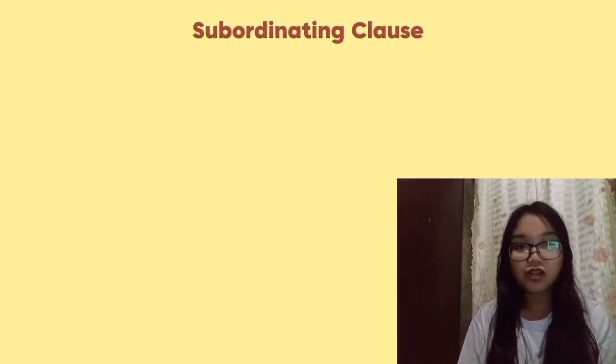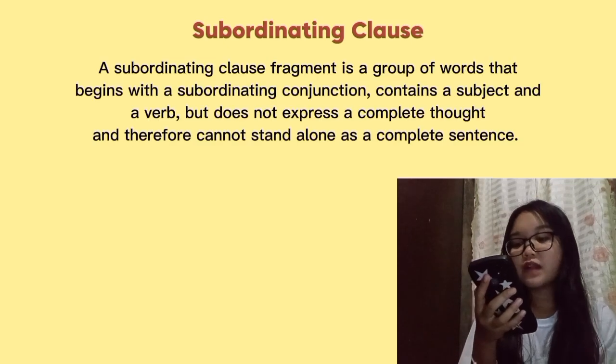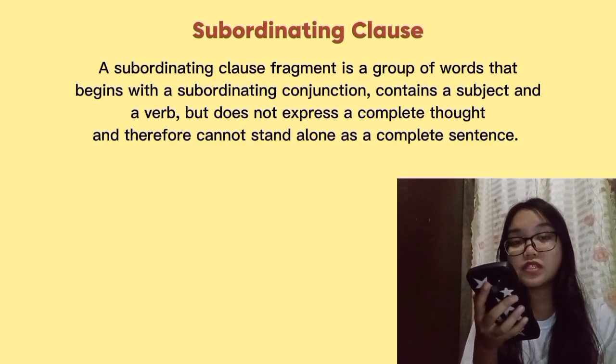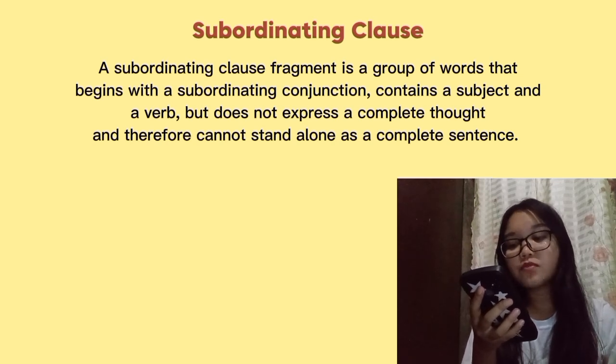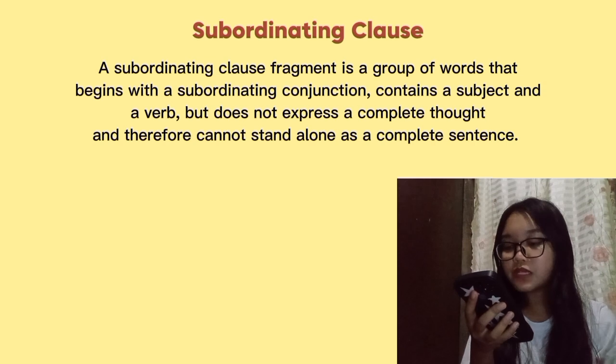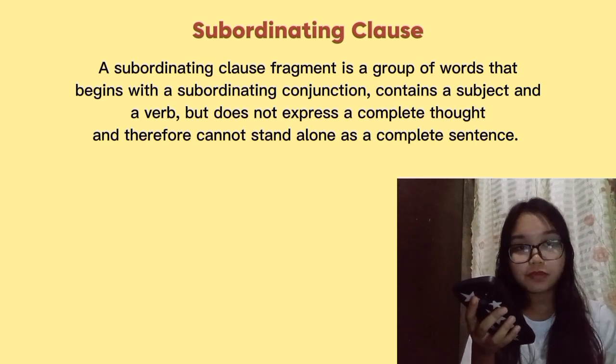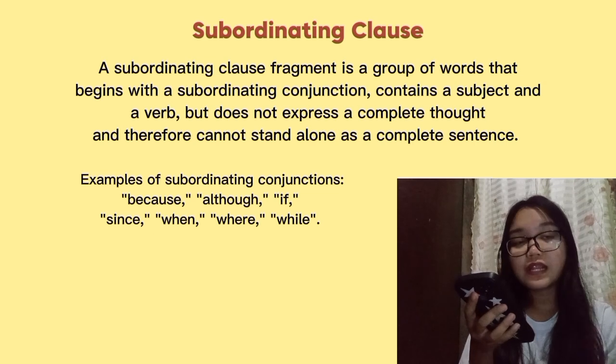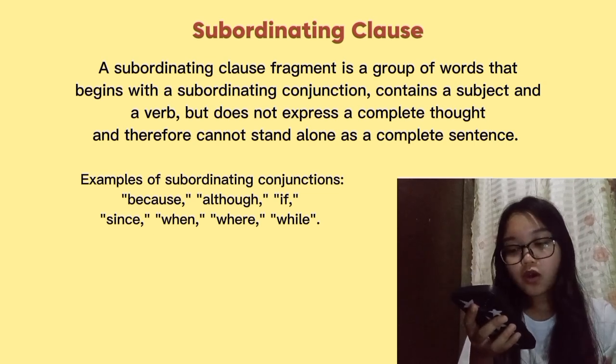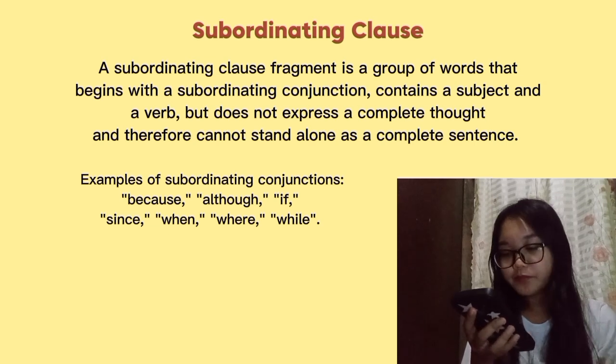Lastly, subordinating clause fragment. A subordinating clause fragment is a group of words that begins with a subordinating conjunction, contains a subject and a verb, but does not express a complete thought and therefore cannot stand alone as a complete sentence. Examples of subordinating conjunctions: because, although, if, since, when, where, and while.